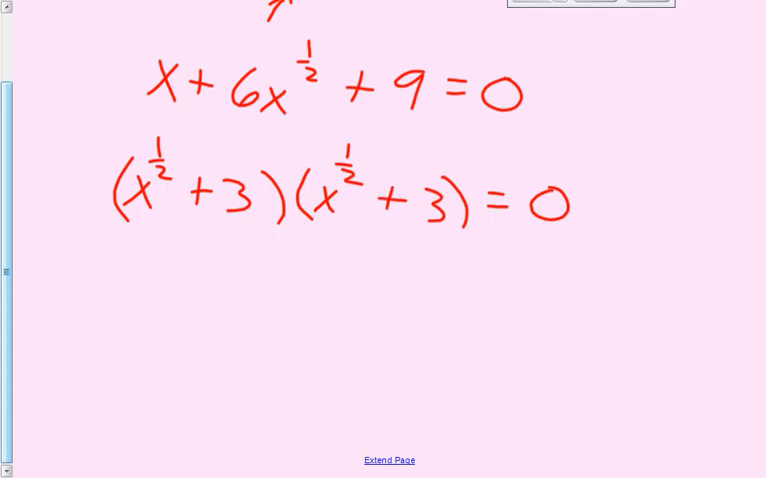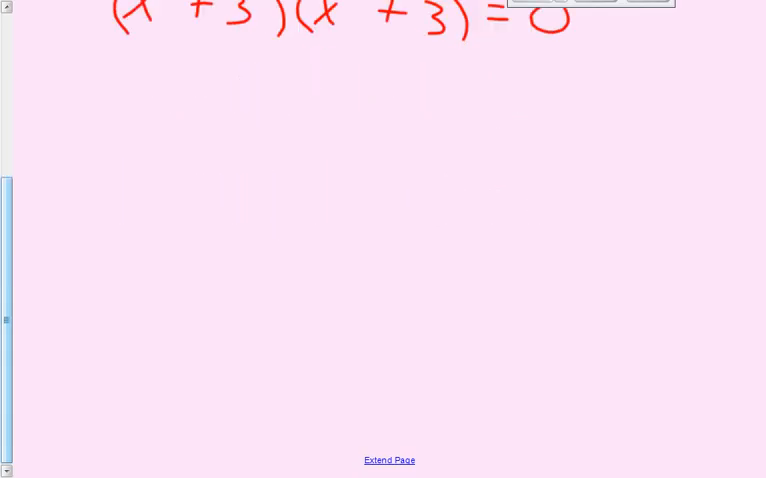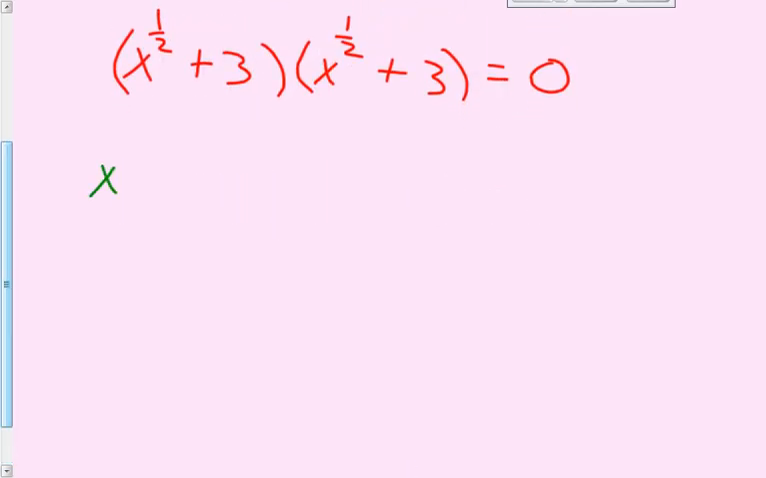So there we have it, there's our two binomials. Let's set both of them equal to 0. x raised to the 1/2 plus 3 equals 0. x raised to the 1/2 plus 3 equals 0. As you can see, the binomials are exactly the same, so we'll get the exact same answer.